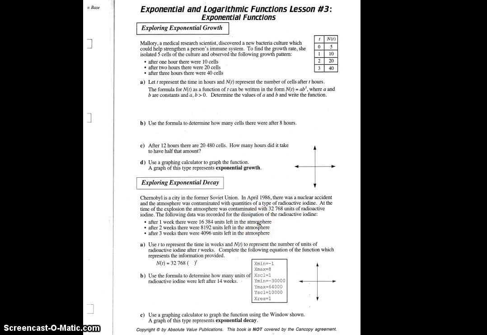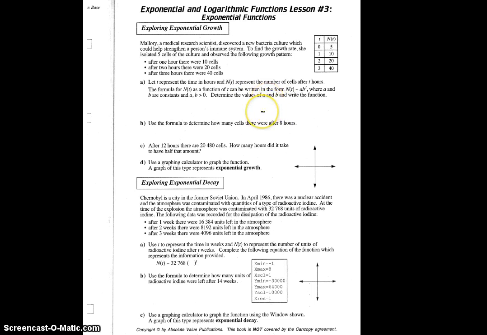Hey everyone. Lesson 3 we're going to look at today, and that is exponential functions. So the graphs of exponential functions, essentially. This first page is really good, but if I was to do every single thing on this lesson, it would probably be like 3 videos, 15 minutes each.